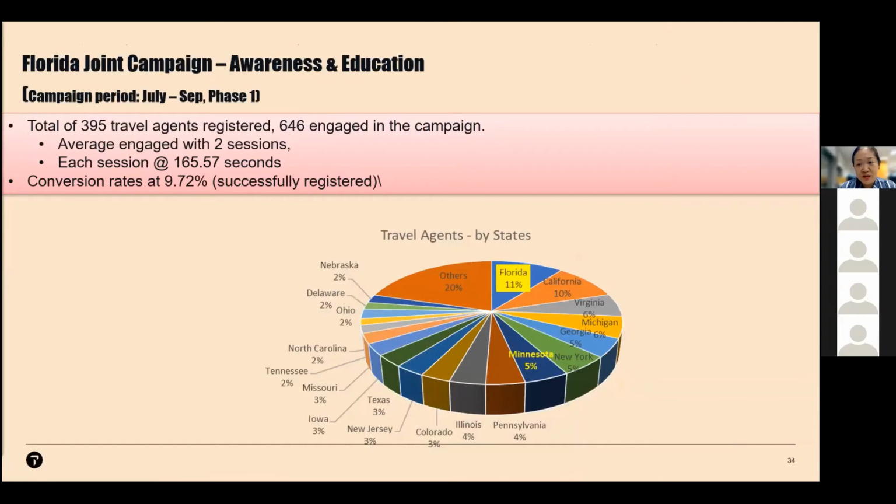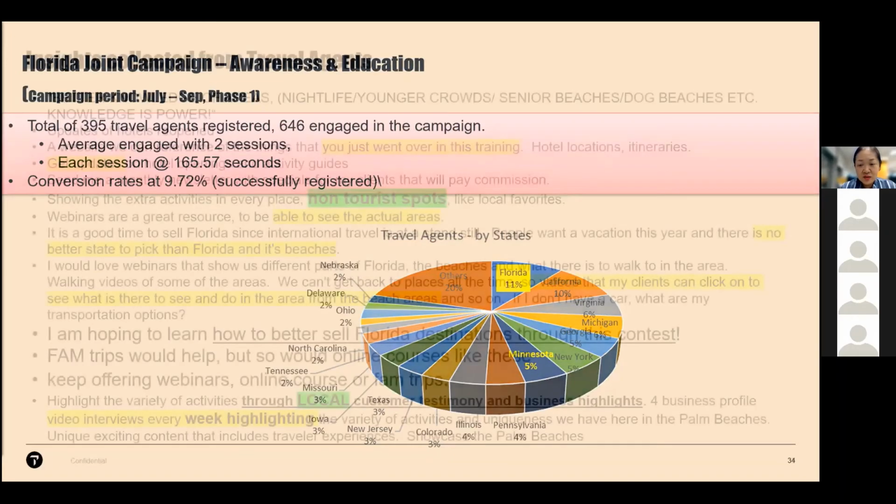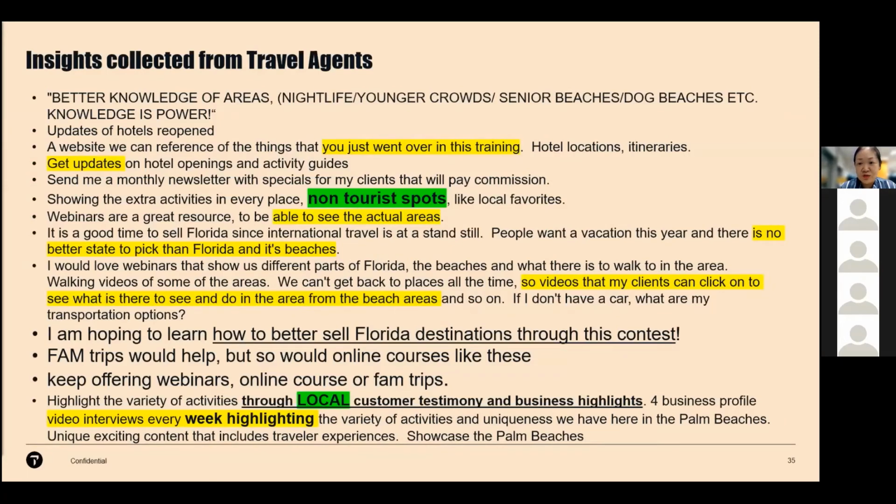For the first phase, we engaged over 600 travel agents across different states. And of course, later on, we engaged other travel agents in international markets. In this online contest, we also collected some very constructive comments from the travel agents. They shared they would like to see activities like local favorites, not touristy spots. They also would like to see local customer testimonies with weekly highlights to show unique experiences. And they want to see some live streaming, like Tourism Australia's CEO doing live streaming in different local spots to show unique experiences and highlight how they support local communities.